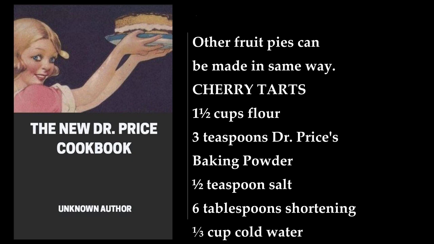Cherry tarts. 1 1/2 cups flour. 3 teaspoons dried Price's baking powder. 1/2 teaspoon salt. 6 tablespoons shortening. 1/3 cup cold water. 1 quart pitted cherries.